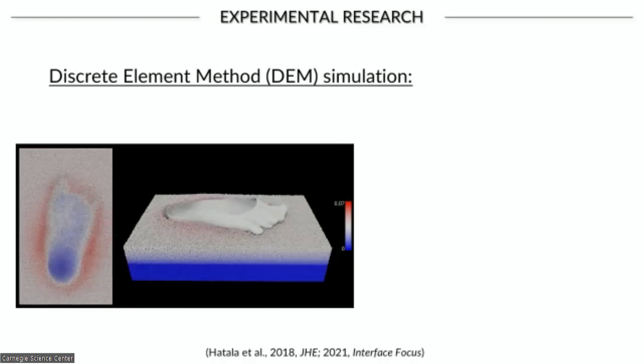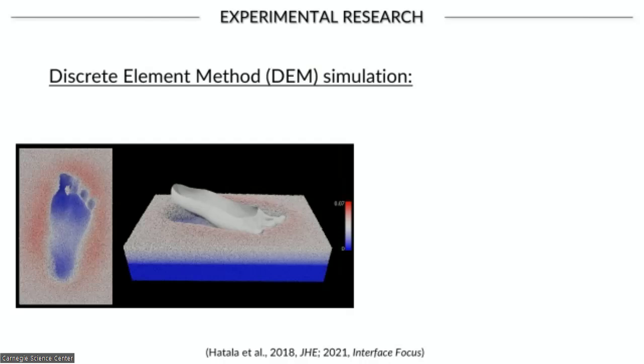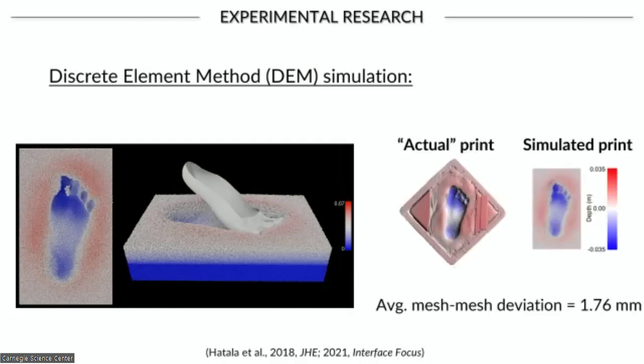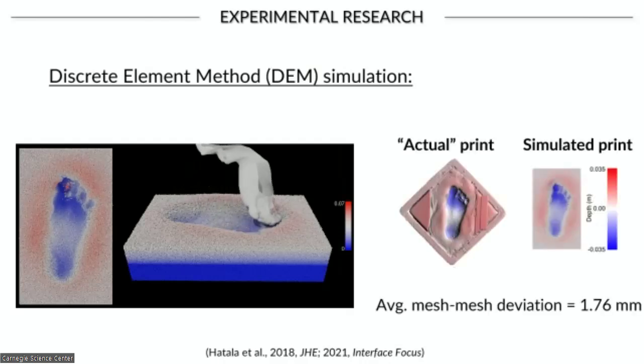We could drive our animated foot through this virtual mud using the motion and deformation data that were actually observed in our experimental trial. And we eventually landed on a method that produces simulated tracks that are exceptionally close to the true experimental ones. In this case, the average difference between the two was less than 2 millimeters.